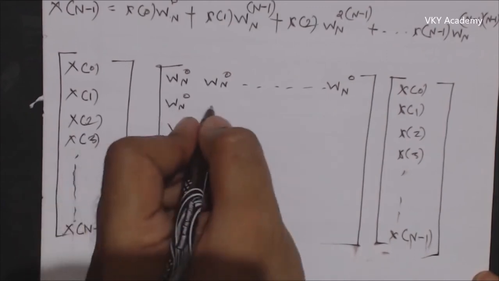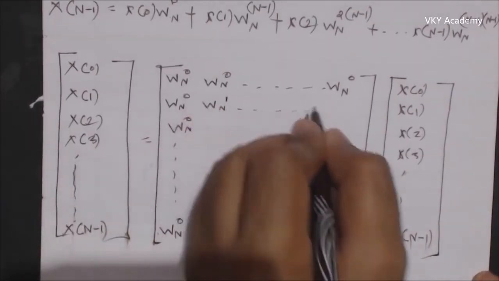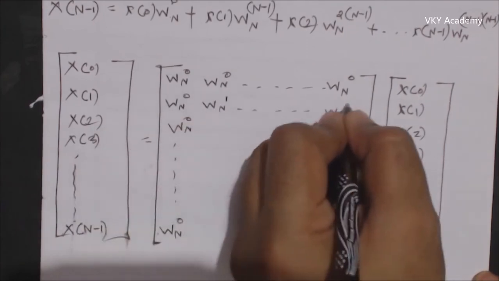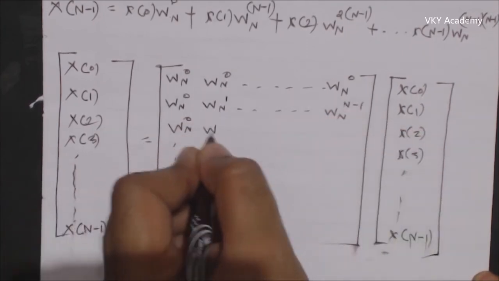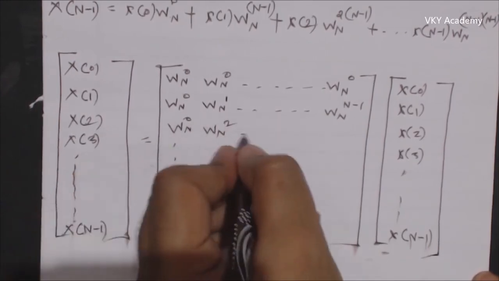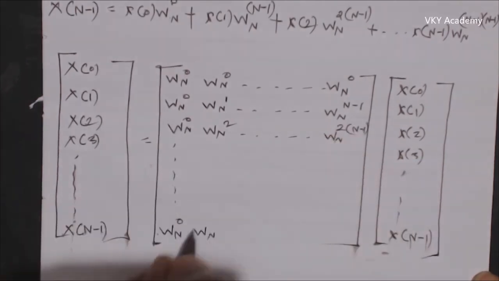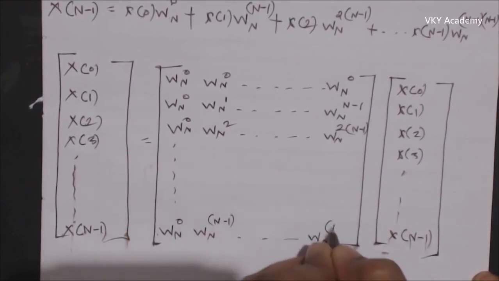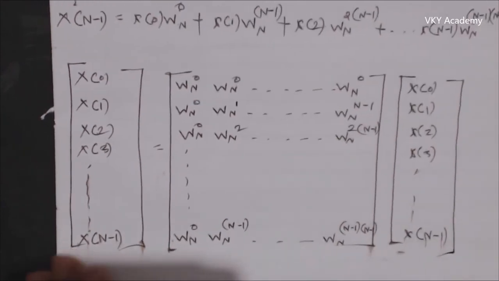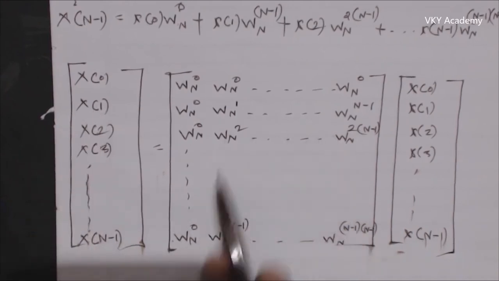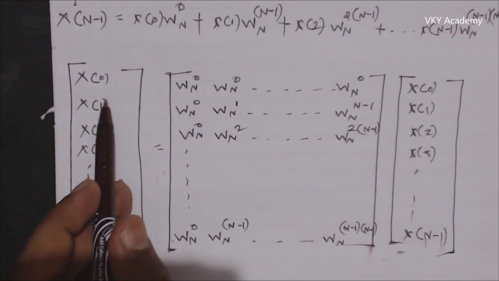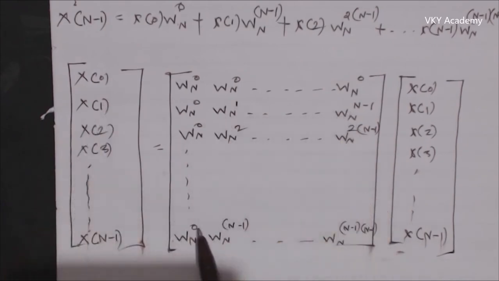Now the rest of the matrix can be filled up with WN to the power 1, WN to the power n minus 1, WN to the power 2, WN to the power 2 into n minus 1, up to WN to the power n minus 1 and WN to the power n minus 1 into n minus 1. So in this way we can design a matrix which contains the output function, the W function and the input function, and this output can be computed by the multiplication of this W function with the input.